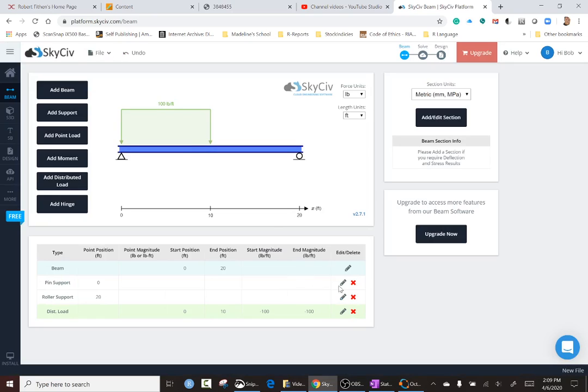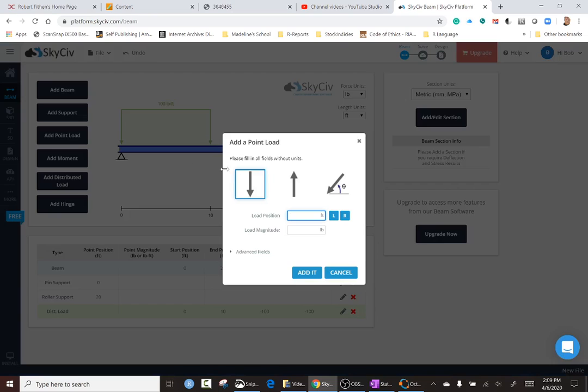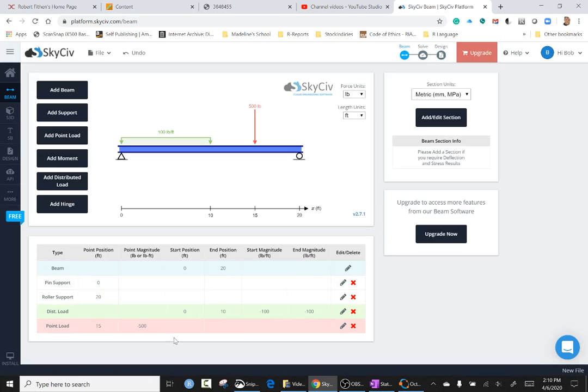So there's my case. Below, you'll see the supports and the distributed load. You can add a point load. Let's say you add a point load of 15 at 500. Add it, and you'll see it gets added down here. There's nothing else to do. I could add moments or another distributed load, but I'm not going to do that. In this one, you push solve.